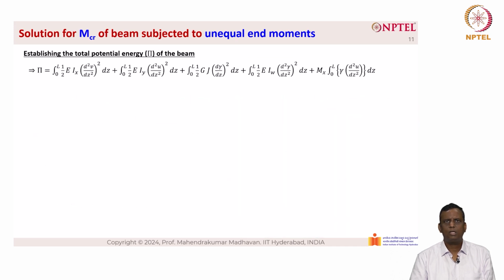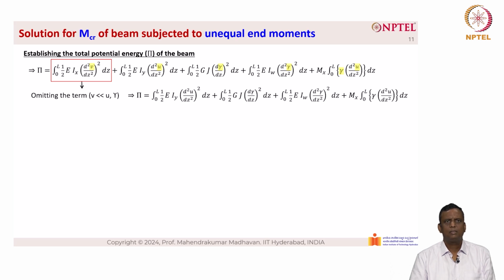Now establishing the total potential energy of the beam. So we have the following terms. The first term can be omitted because the vertical displacement v is very much less than the lateral displacement as well as the rotation gamma. Now after removing it, the potential energy Π of the beam gets reduced. Now certain approximations are made here.